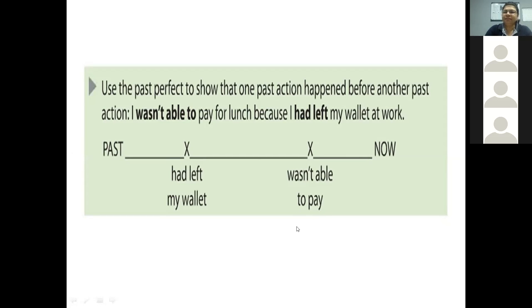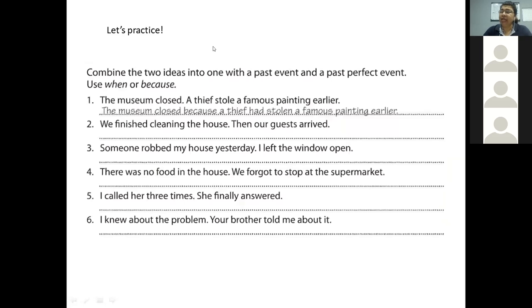Very good. First exercise before we move to the narrative tenses. Combine the two ideas into one with a past event and a past perfect event. So what I need you to do is to analyze the two sentences that you have here and then decide which one occurred first. The one that occurred first is the one that you are going to use in the past perfect structure. And the other one is going to be either in the simple past or in the past continuous. It depends on the context, all right?